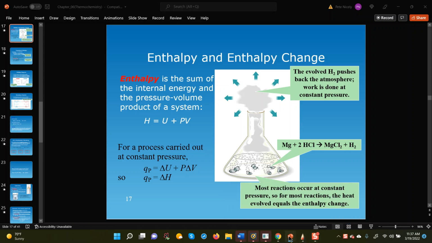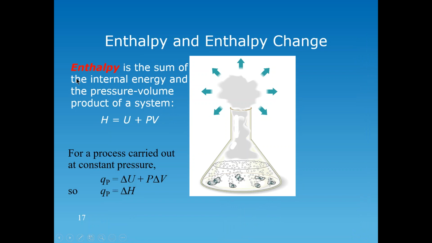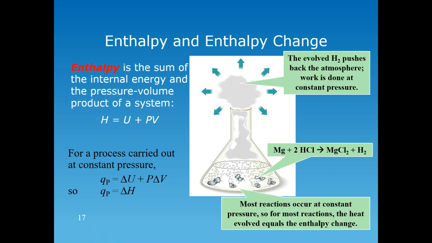Okay, so the last time we were here, we defined what enthalpy is. And enthalpy is, as we said before, the sum of the internal energy plus the pressure times volume product of a system. And we also came to the conclusion that the enthalpy change under constant pressure is actually the change in the enthalpy of the system.